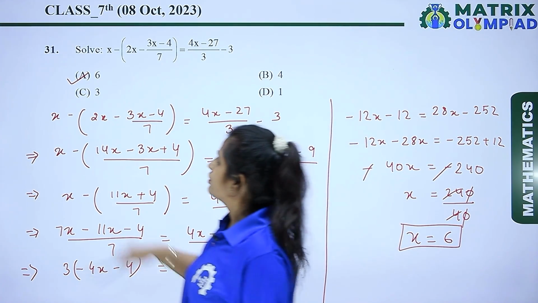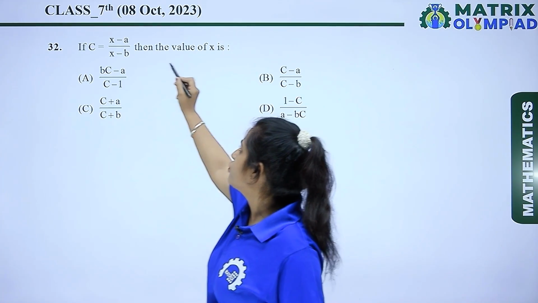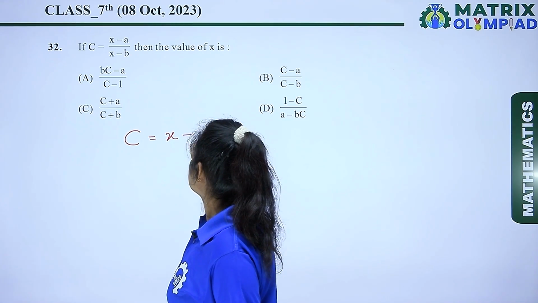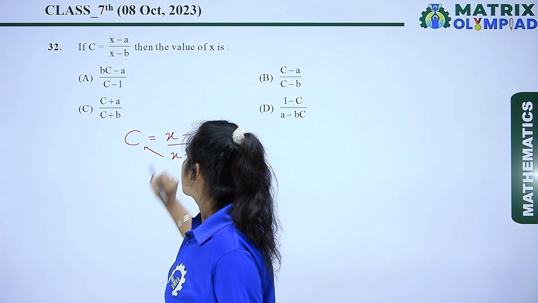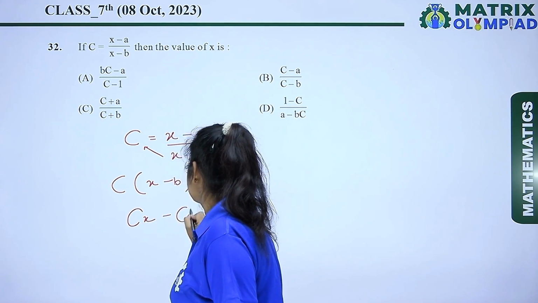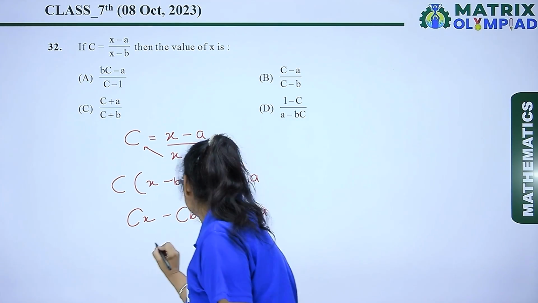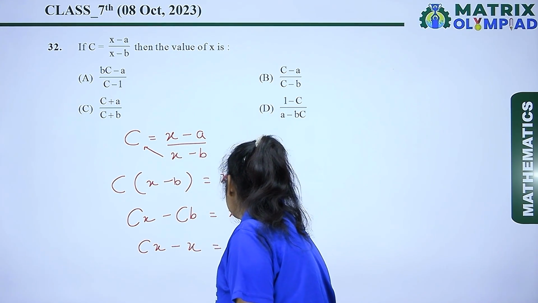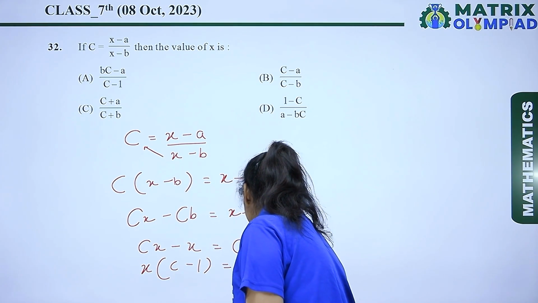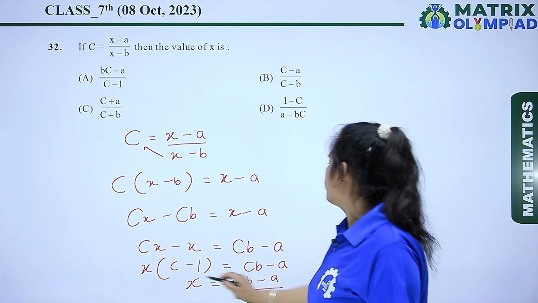Now let's begin with the next question. Question number 32. In this, if C is equal to x minus A upon x minus B, then the value of x is. We have to find out the value of x. Now let's solve it. Let's do the cross multiplication here. x terms will be on the left hand side and the remaining will be on the right hand side. Taking x common. Here the value of x will be CB minus A upon C minus 1. So we get the value of x here.